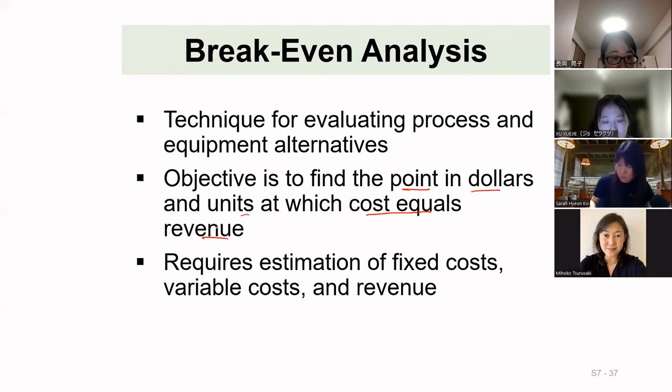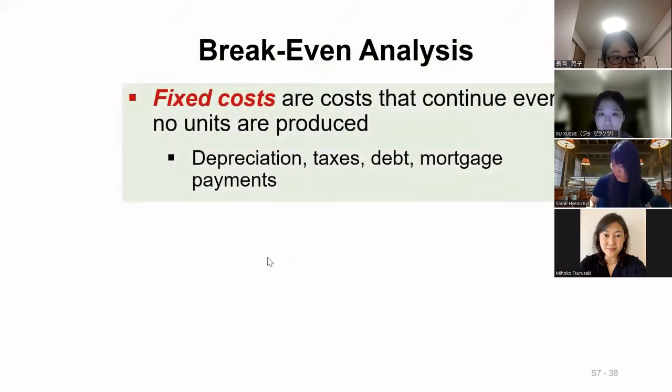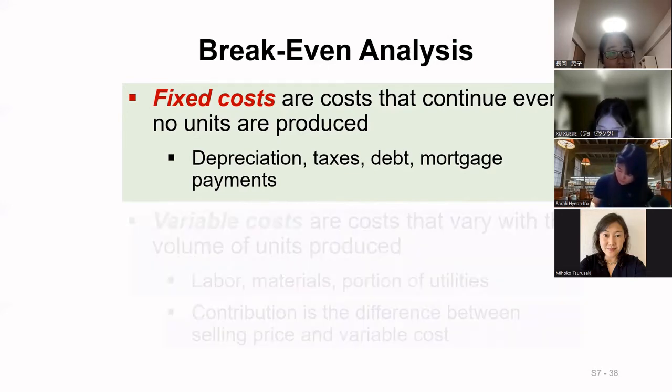In break-even analysis, we need estimation of fixed costs, variable costs, and revenue. We need some values, some numbers for that. If not, you won't be able to do the analysis or the calculation. Fixed costs are very straightforward. Fixed costs are costs that continue even if no units are produced: depreciation, taxes, debt, mortgage payments, and so on. Or even buying the equipment. The classroom is still there. If you don't use it, you're not going to get any gains, no benefits.